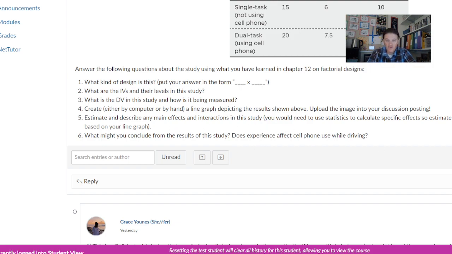And what could you conclude from the results of this study? Does experience affect cell phone use while driving? How can you take what is up here and talk about what that might mean? And again, you're kind of estimating, you're not talking about a specific number, but what are your general conclusions that you could potentially draw? So you're going to reply to my questions here.